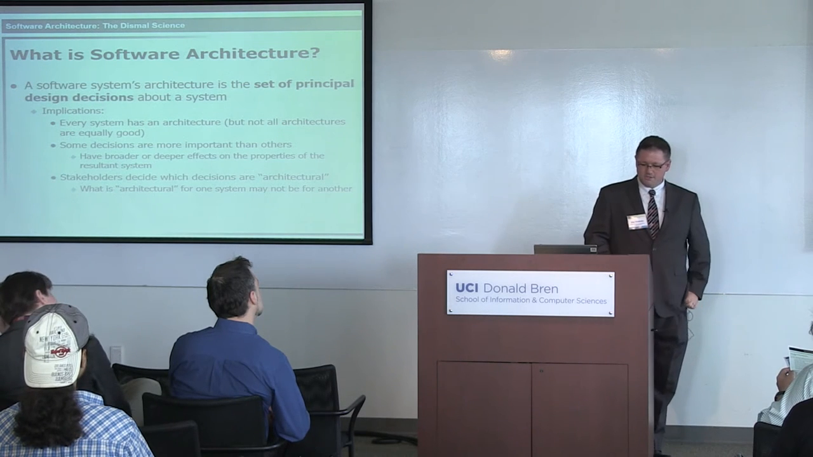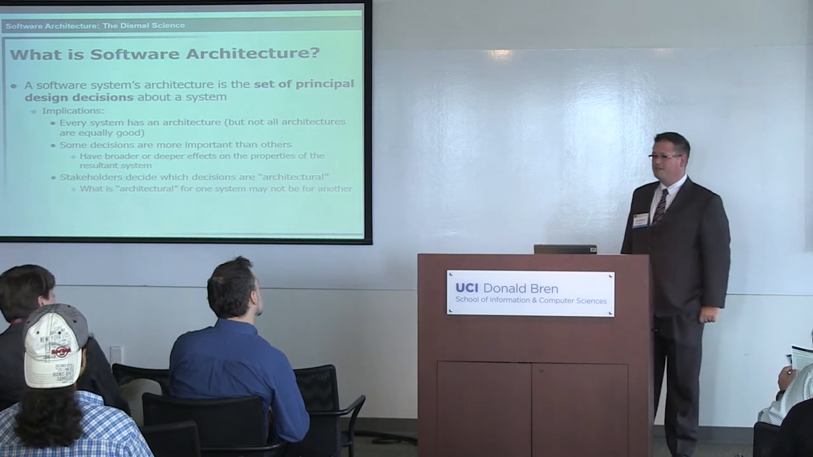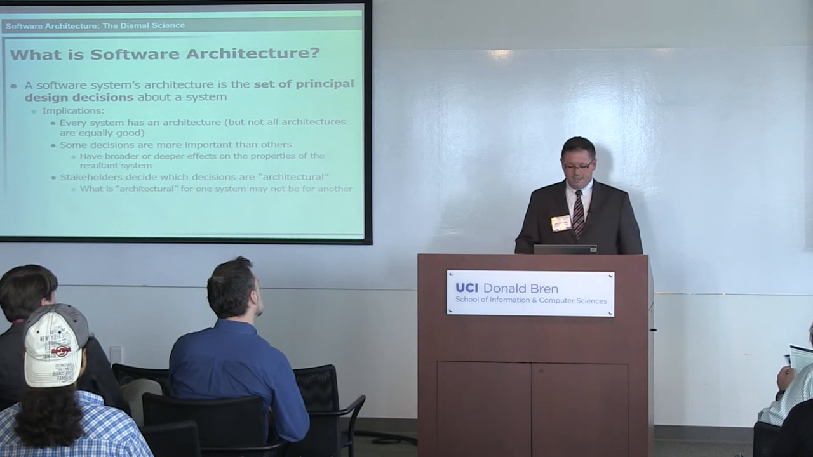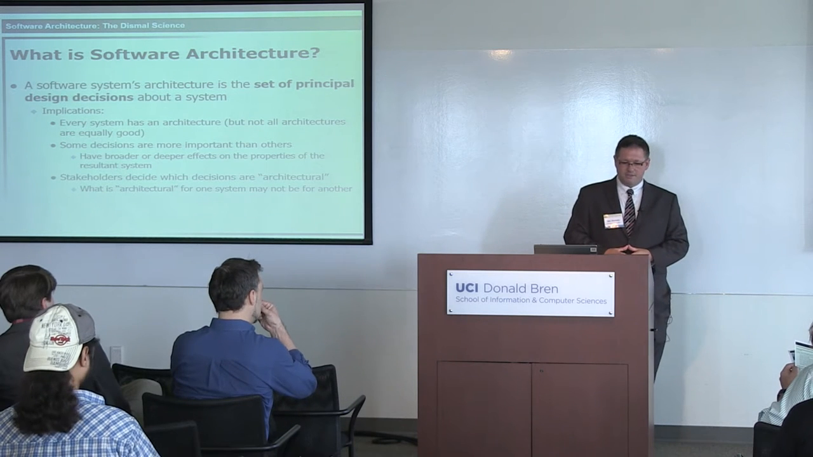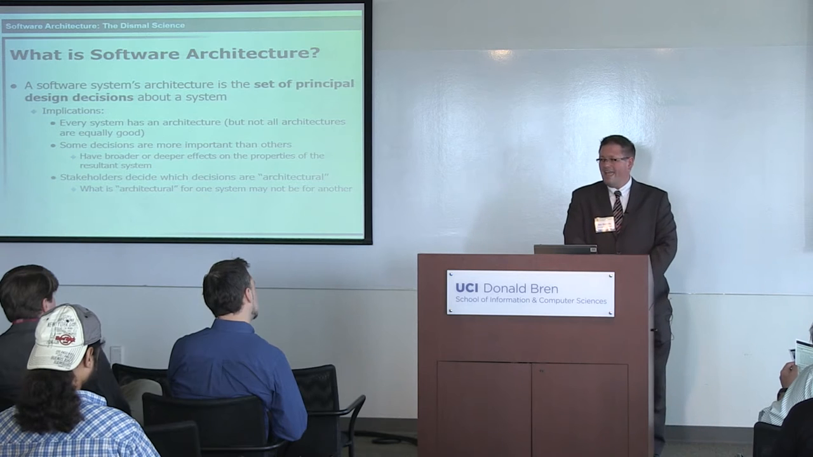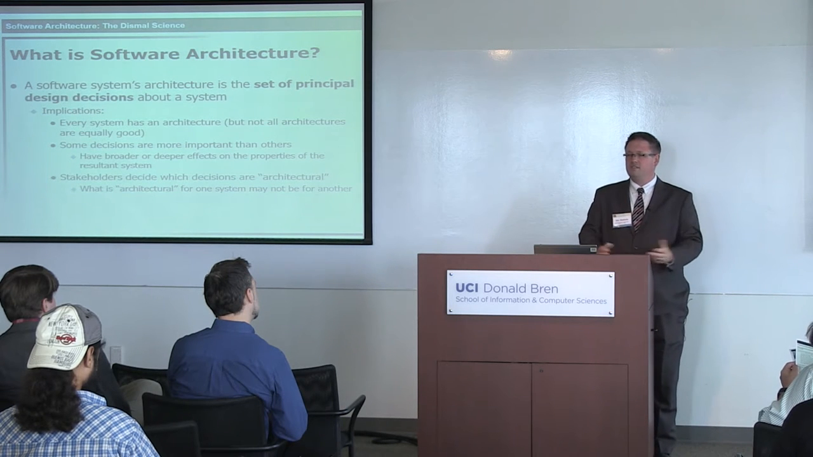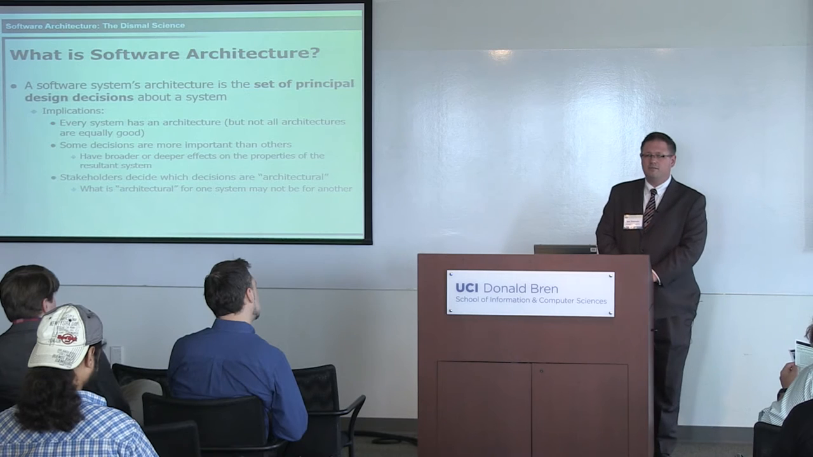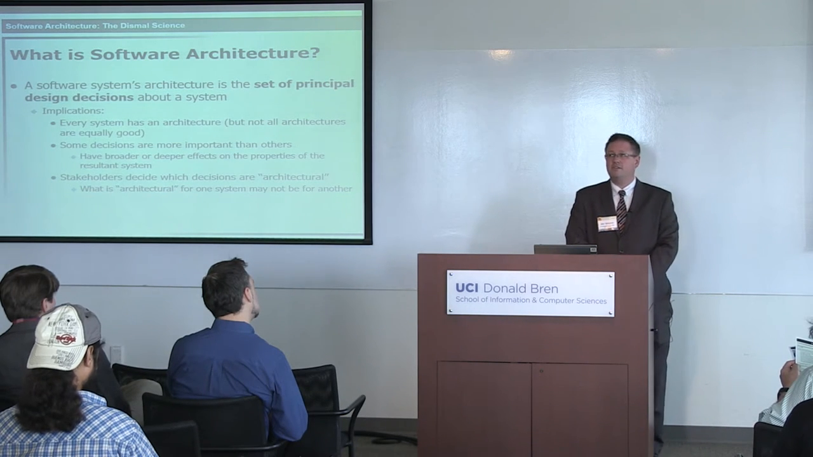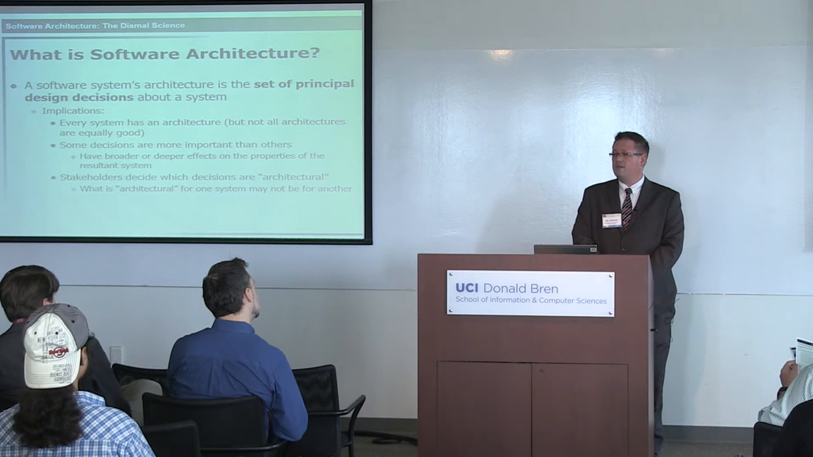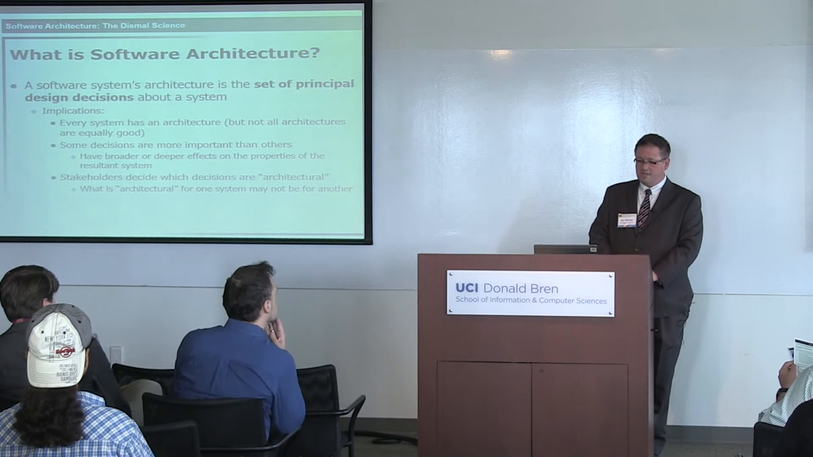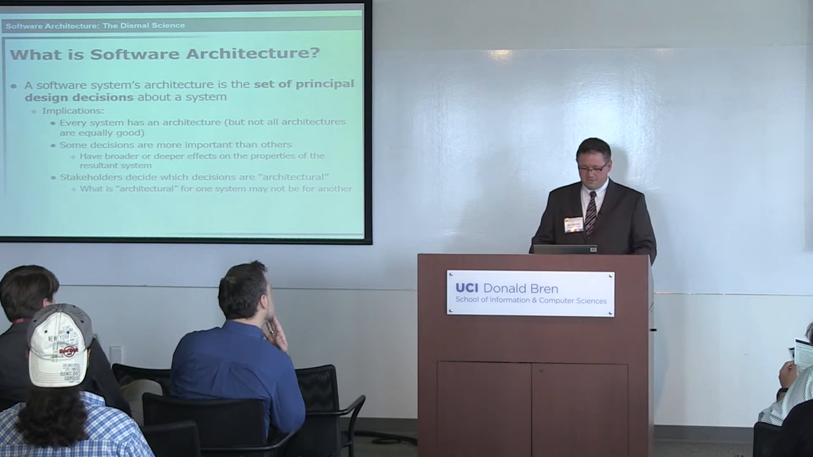What is software architecture? This is my favorite definition: software architecture is the set of principal design decisions about a system. And I like that because it's broad enough to have some implications that I think are true. One, every software system, no matter how big or small, has an architecture, because for every software system that's built, someone made some decisions about it, and some of those decisions are important. But that does not necessarily imply that every architecture is equally good. Some software systems have architectures with more careful or better design decisions than others.